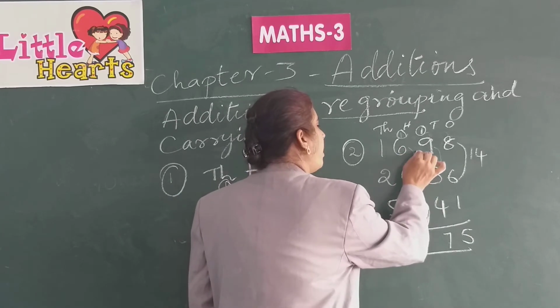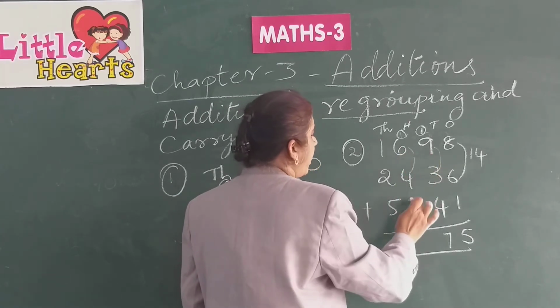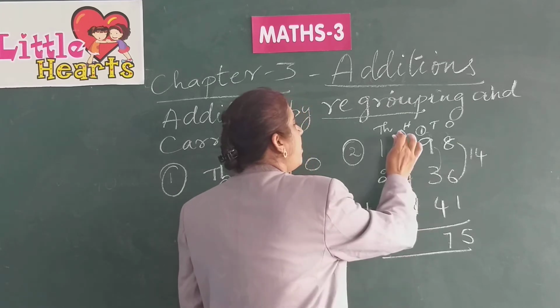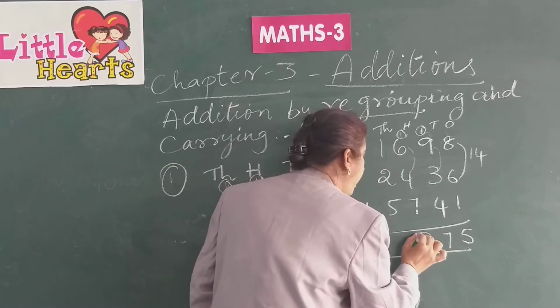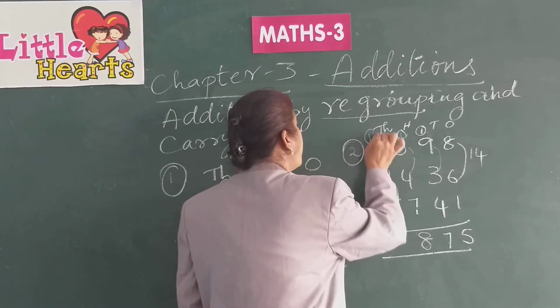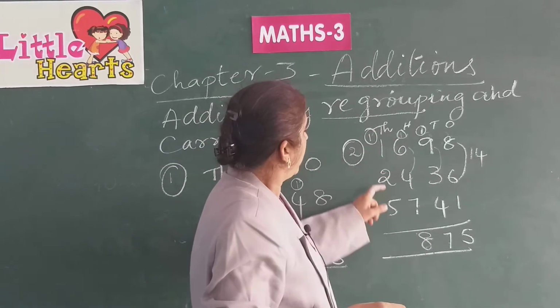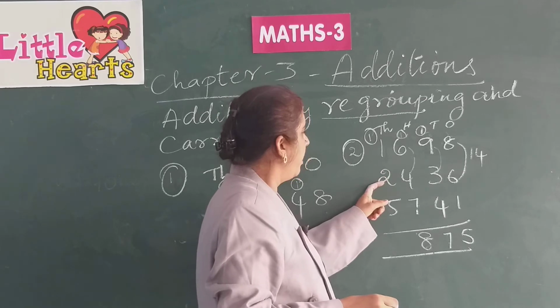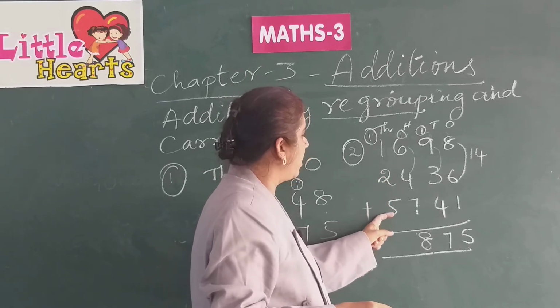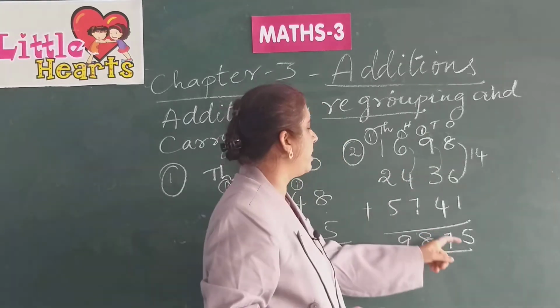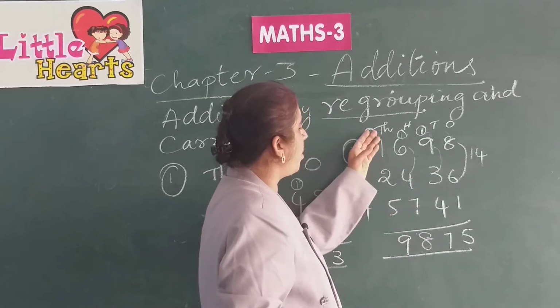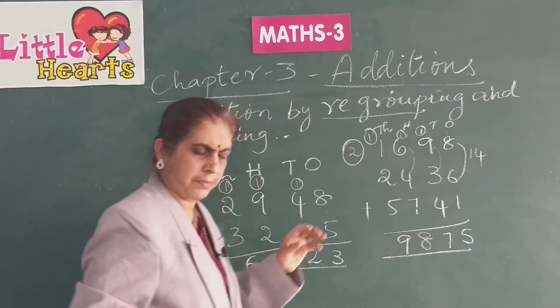6 plus 4, 10. 10 plus 7, 17. 17 plus 1, 18. 8 in the hundreds. Carry that 1 to the thousands. 1 plus 2, 3. 3 plus 5, 8. 8 plus 1, 9. 9,875 is the sum of these three numbers.